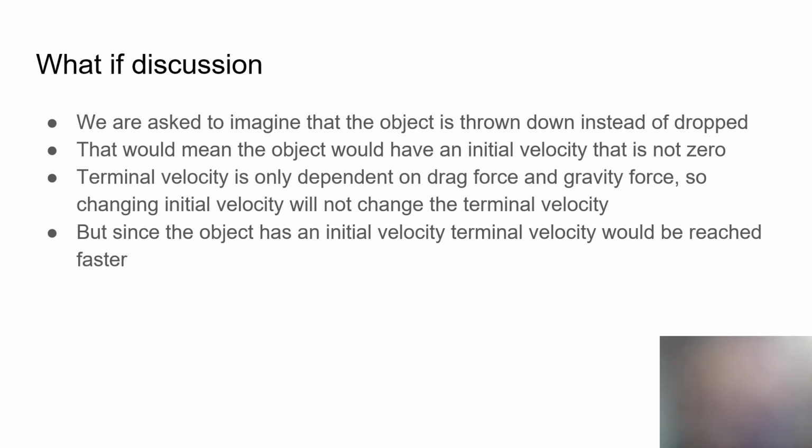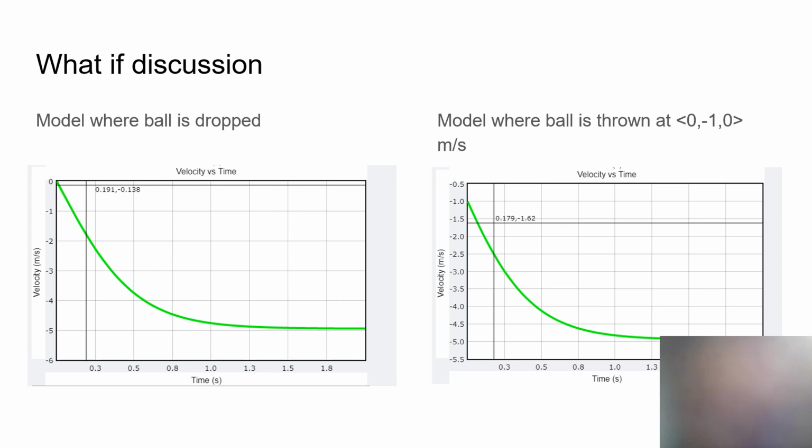To move on to the other discussion question, we are asked to imagine if the object was thrown down instead of dropped, which would mean the object would have an initial velocity that is not 0. Terminal velocity is only dependent on drag force and gravity force, so changing the initial velocity will not change the terminal velocity. But since the object would have an initial velocity, the terminal velocity would be reached faster. You can see that the two graphs I made support my statement.